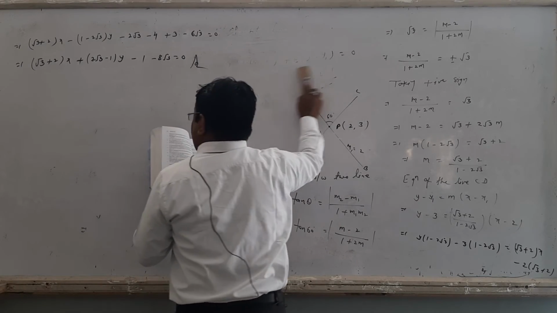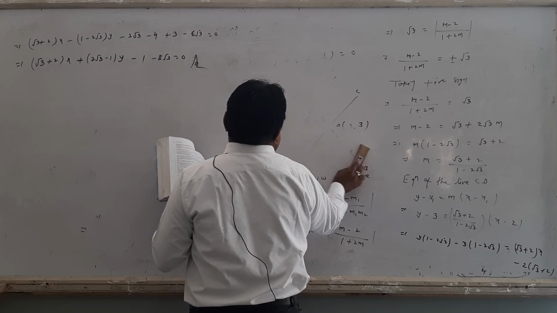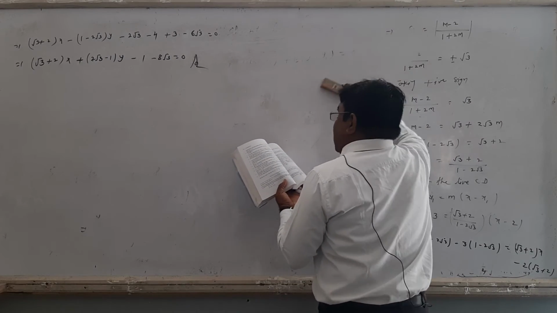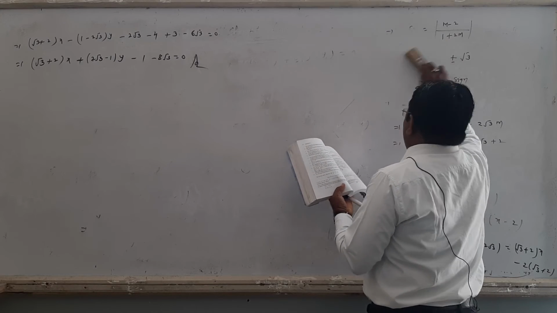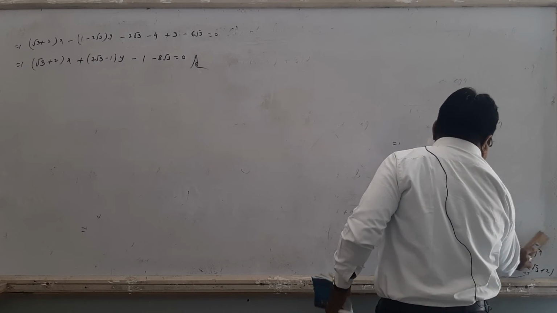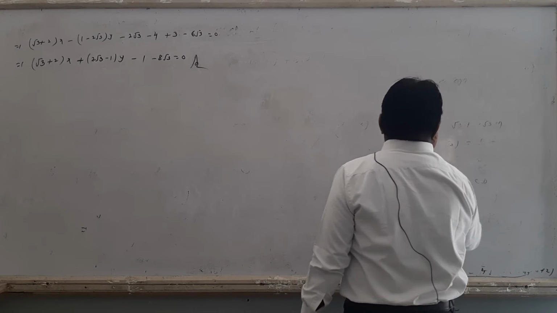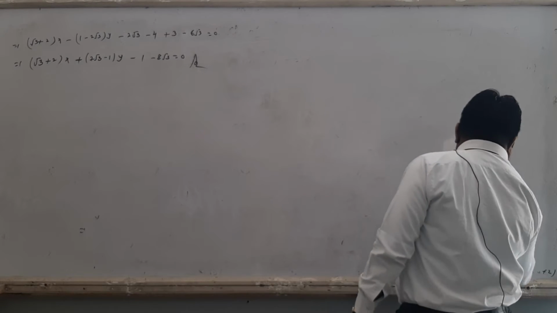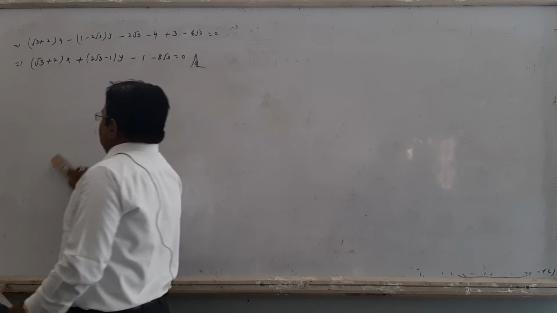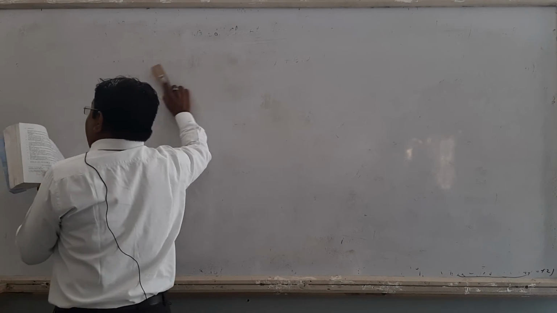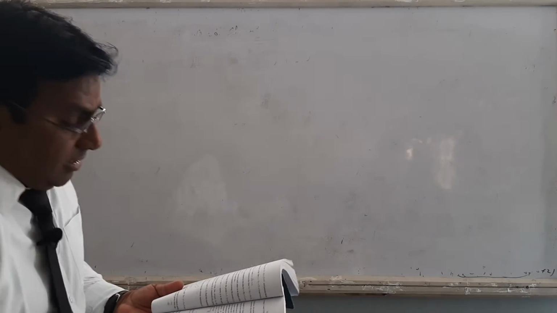Now look here student, question number 13. Find the equation of the right bisector of the line segment joining these 2 points. Right bisector, you know student, that means the second line is perpendicular to the first line. That means the 2 lines are perpendicular, right? So now look here, this is question number 13. Find the equation of the right bisector of the line segment joining these 2 points.